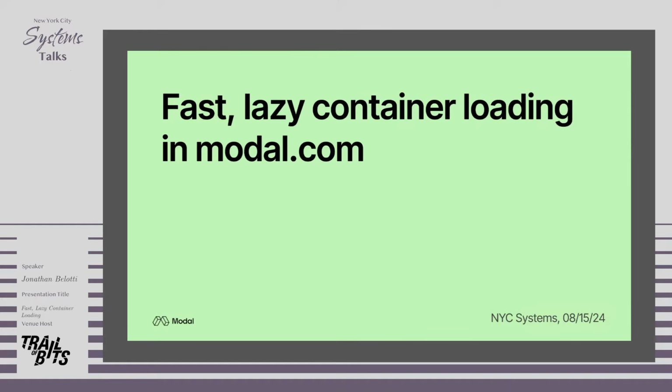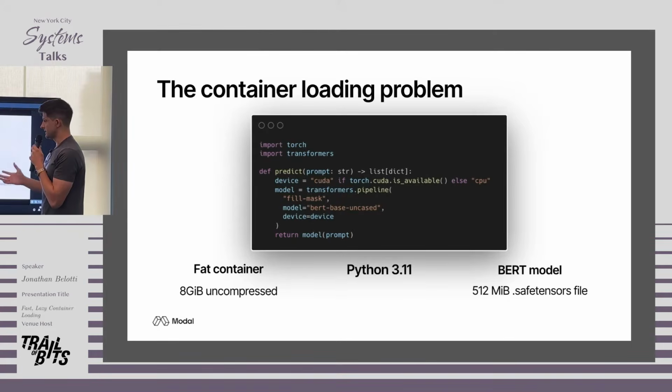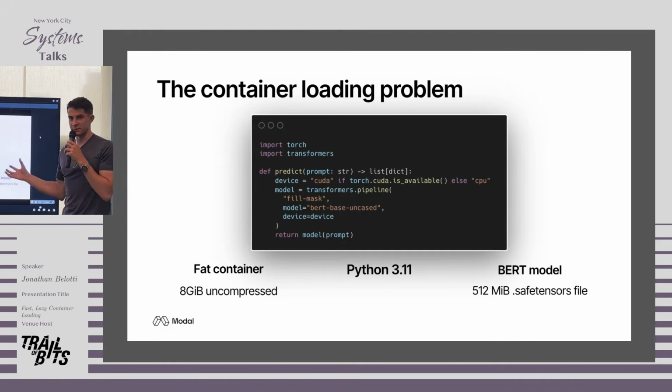I'll introduce the general container loading problem in the context of Modal. What we have on the screen is a pretty standard Python ML prediction inference function. We're taking in some text prompt, running it through a BERT language model, and spitting out a text response and some metadata. To give some context on the container this Python process is running within, say it's a fat container, about 8 gigabytes uncompressed. The runtime is Python 3.11, a pretty common runtime within Modal. And the model itself, the thing that is absolutely on the critical path to run this inference request, is around 0.5 gigabytes.